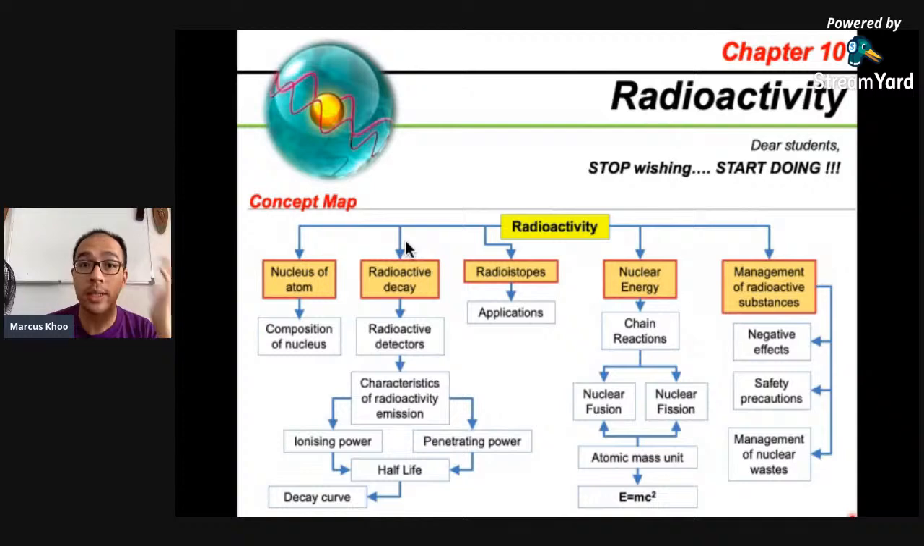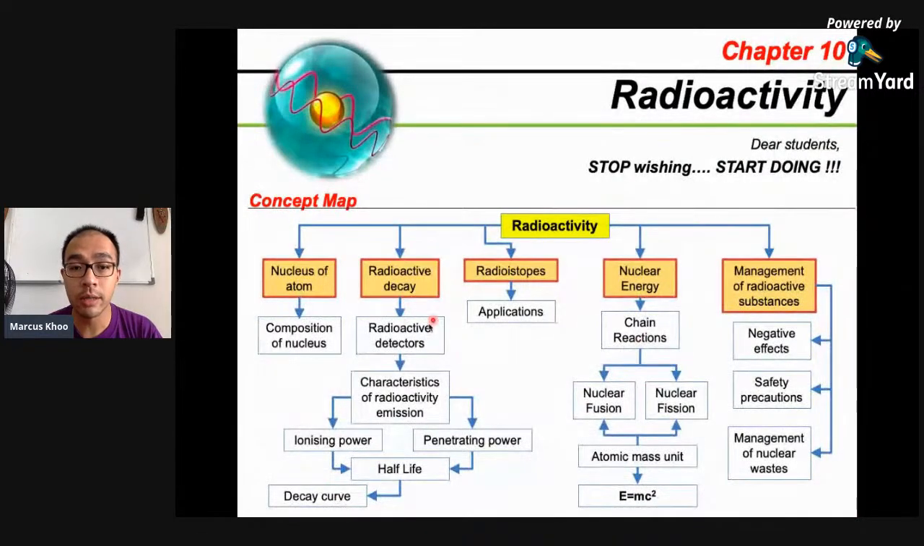Whereas the slowest of them all is helium, but because helium is very heavy, there are 2 protons and 2 neutrons in helium. So it's very, very heavy compared to gamma rays. And then of course, after that, we also talked about how to do calculations, how to do the radioactive decay series, which we already covered in the last lesson.